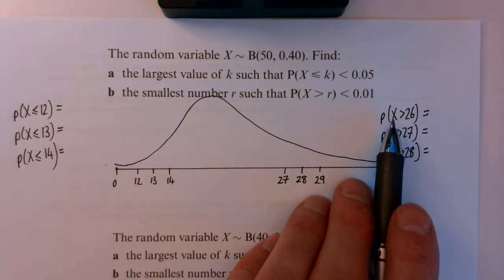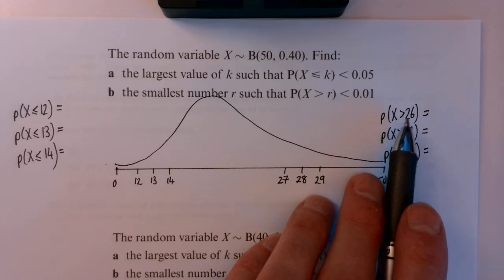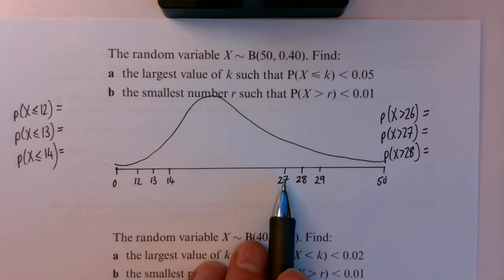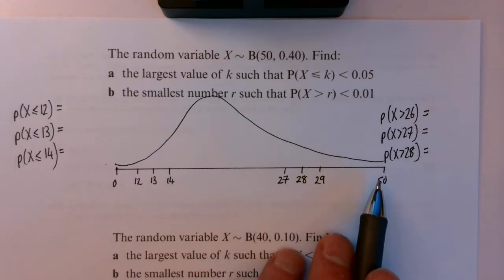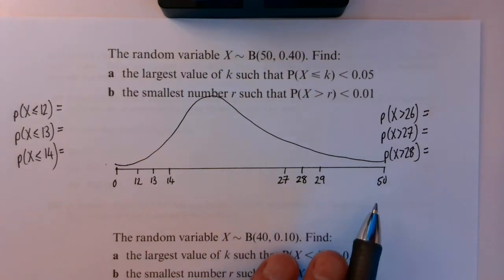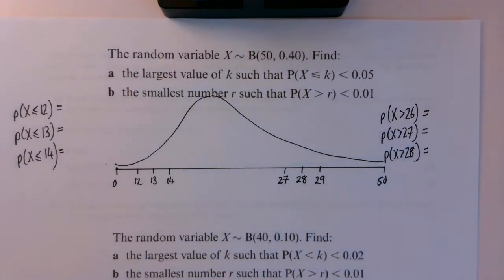Here, I'd like you to work out the probability that x is greater than 26, which I hope you can see will involve a lower of 27 and an upper of 50. Okay, x can only be a whole number. So if it's greater than 26, it's got to be 27 or bigger. And then greater than 27, greater than 28. Work out those probabilities for me, rounding them to 4 decimal places.